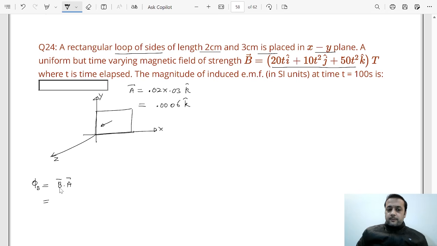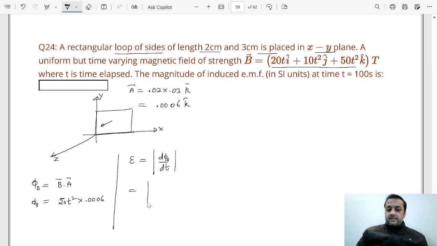If you do the dot product of B with the area vector, i dot k will be 0, j dot k will also be 0. Only k dot k will create the flux. So this will become 50 t square into 0.006. This is the magnitude of the flux as a function of time, and we know that the magnitude of the induced EMF is mod of d phi B by dt.